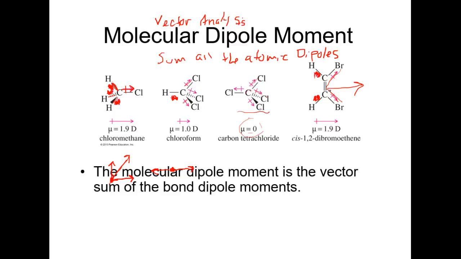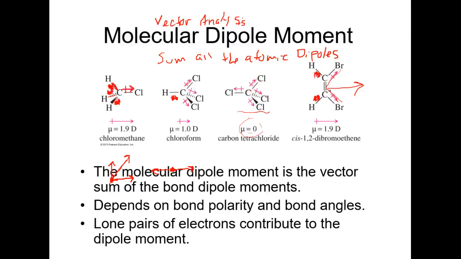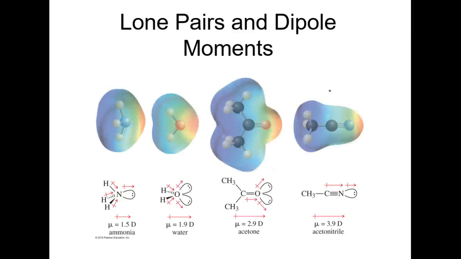So the molecular dipole moment is the vector sum of the bond dipole moments. I said the atomic dipoles, since it's of the atoms, but you can think of it as each individual bond. It's probably a better way of defining it. It depends on bond polarity and bond angles, so that's important. You need to know the geometry as well as the bond angles. And lone pairs also do contribute. They don't contribute as much, but they do still contribute. You can actually ignore the lone pairs and you'll still get the correct answer.